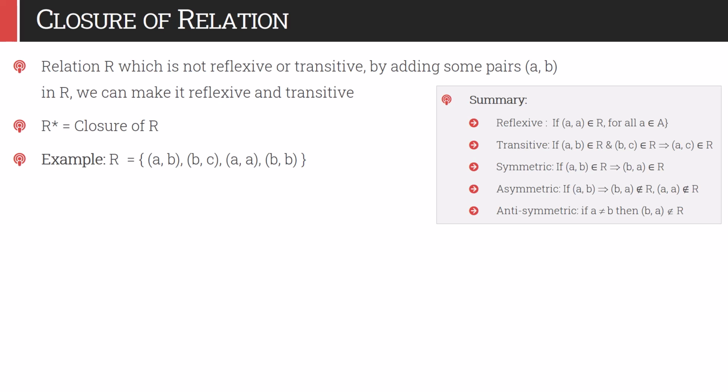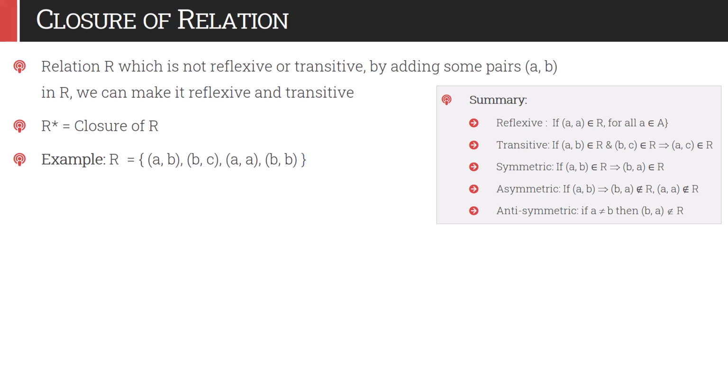Now that R could be its reflexive closure, it could be its transitive closure, it could be its symmetric closure. So we need to add some pairs to make that relation satisfy some of the properties. So that complete set is known as a closure of R, and normally it is denoted by R star. So R star is typically a superset of relation R.